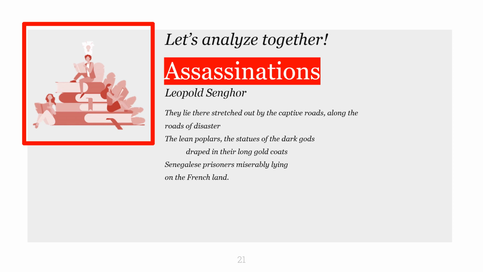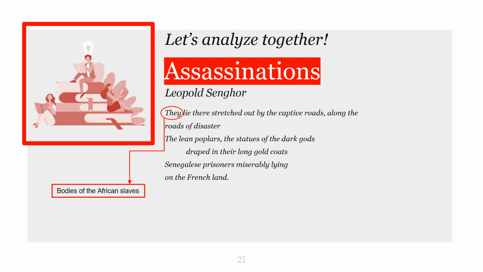Now let's start with the first stanza. They lie there, stretched out by the captive roads, along the roads of disaster. Here, they're talking about the bodies of the African slaves.